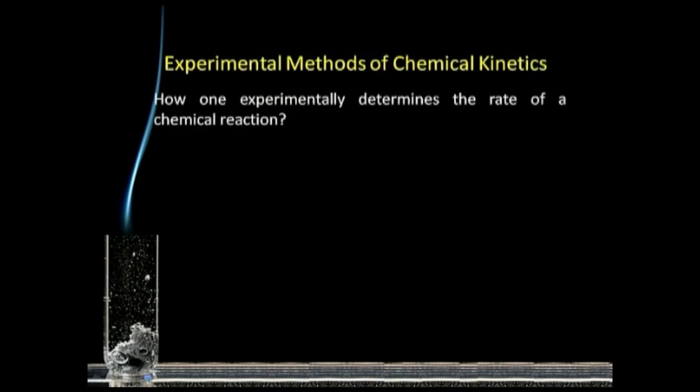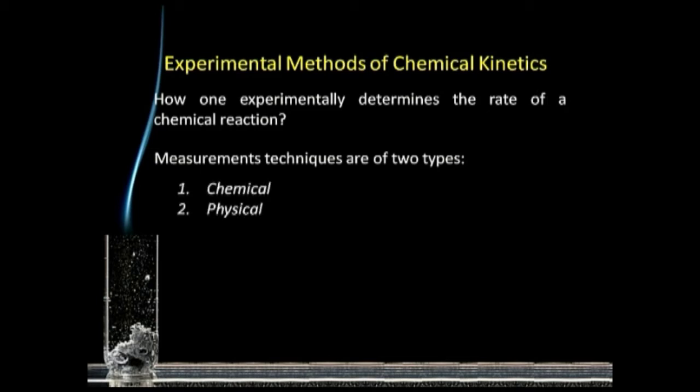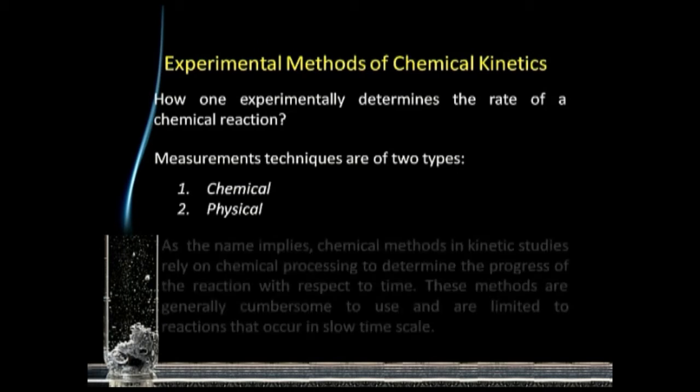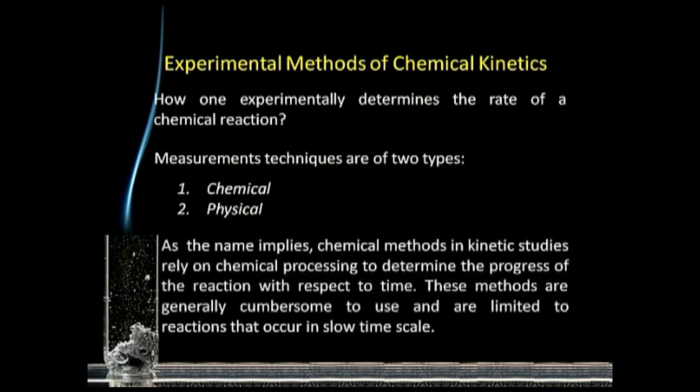That means how one experimentally determines the rate of a chemical reaction becomes a very important question, and we need to answer it accurately. So, measurement techniques are of two types. One, the chemical methods. Second, the physical methods. As the name implies, chemical methods in kinetic studies rely on chemical processing to determine the progress of the reaction with respect to time.